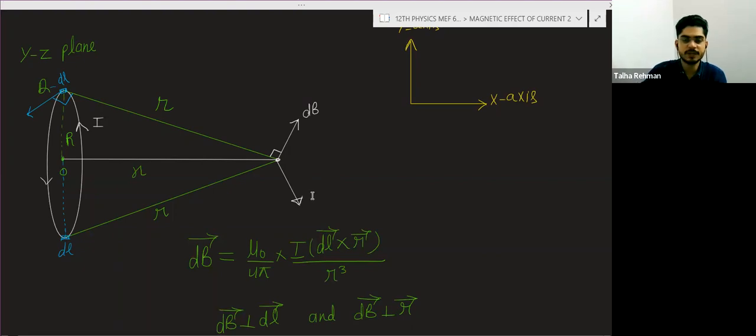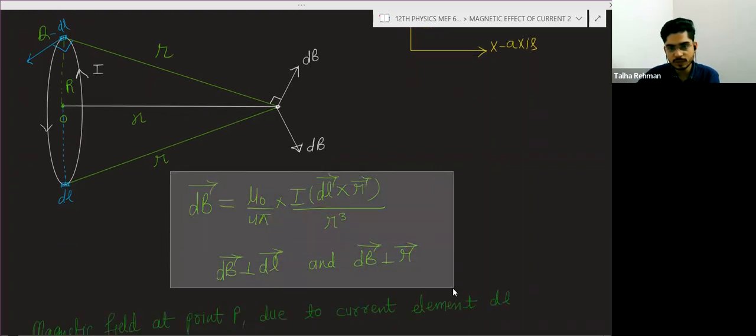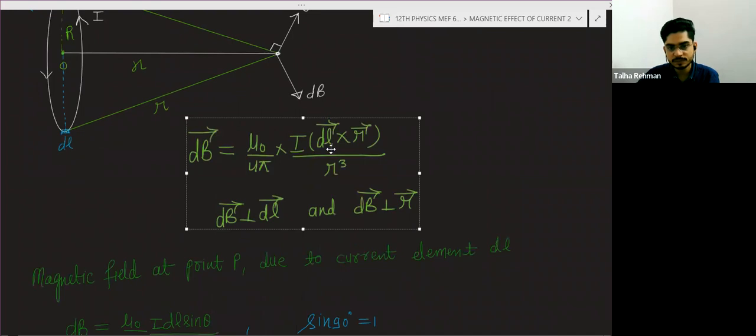This magnetic field dB will be perpendicular. So what is happening here actually? Here is one element. Due to this element, the magnetic field is dB in this direction, and there is another diametrically opposite element of this wire, due to which there will also be a magnetic field, and that will be in this direction. So here we will use the components of the vector.